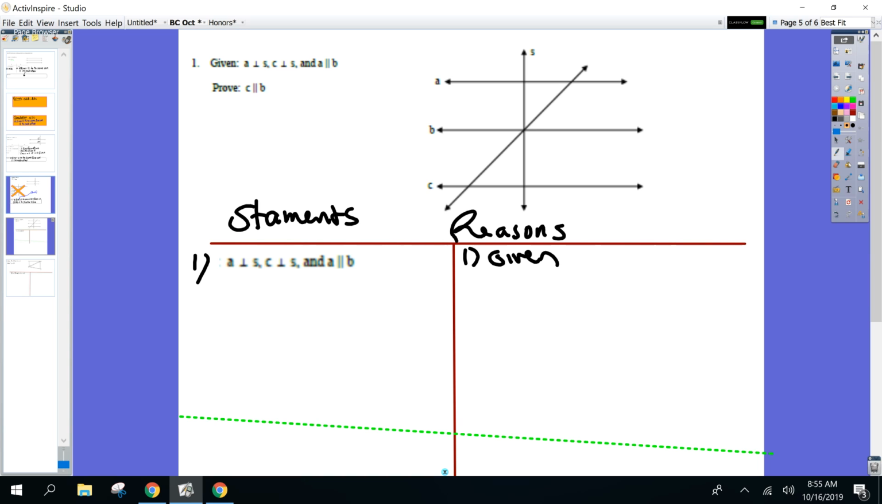Okay. Look at my givens. You can mark your diagram if you want with right angles and parallel lines. That's fine, but we're not going to use anything with right angles at all. We're not going to use corresponding or alternate interior angles. Here's why.